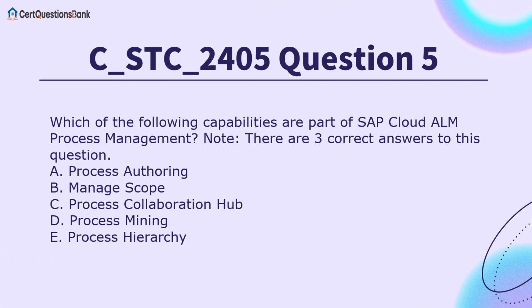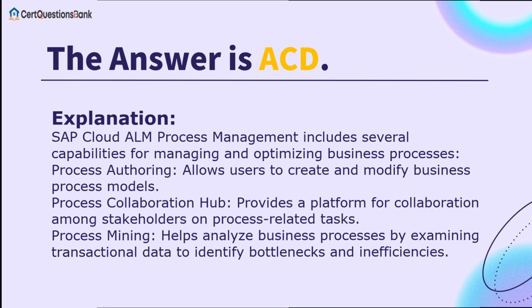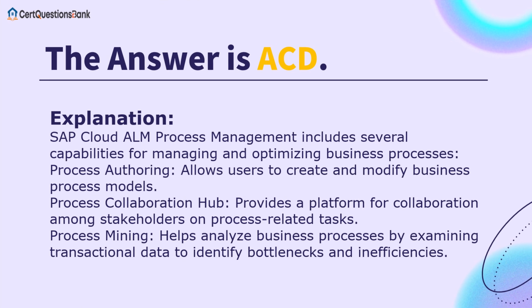Which of the following capabilities are part of SAP Cloud ALM process management? Note: there are 3 correct answers to this question. A. Process authoring. B. Manage scope. C. Process collaboration hub. D. Process mining. E. Process hierarchy. The answer is A, C, D.